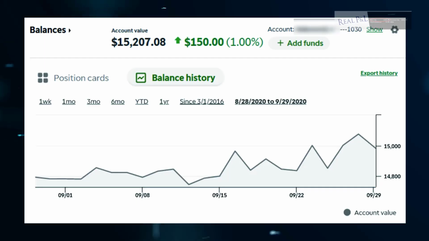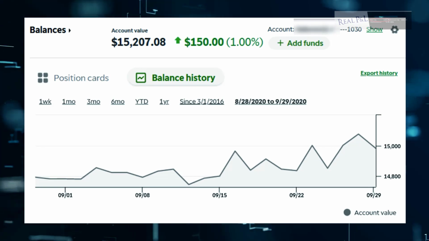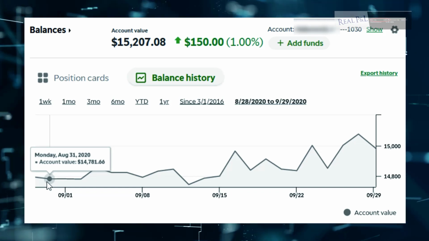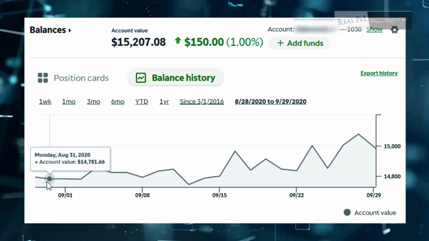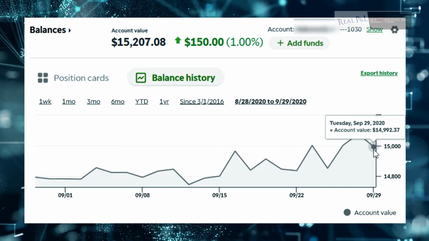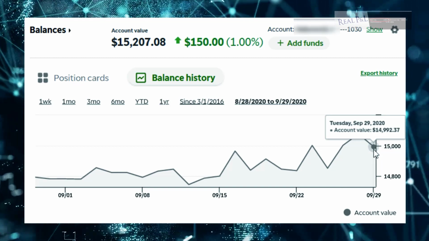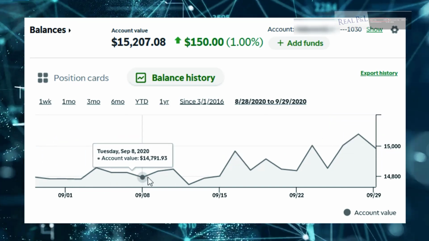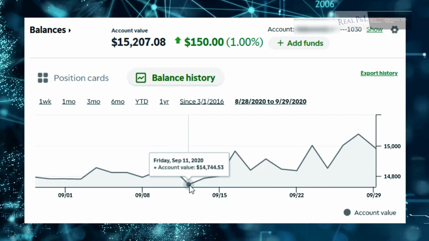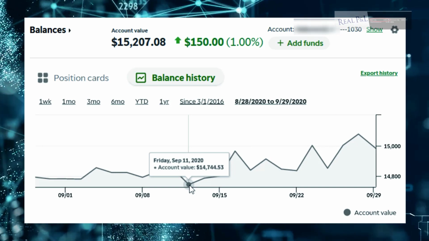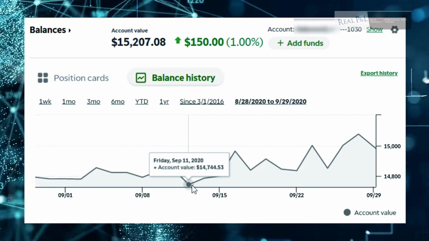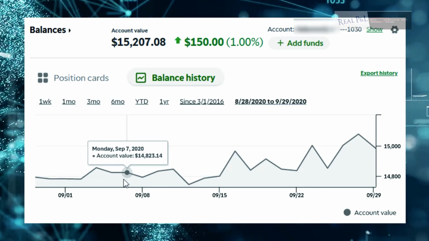So let's go ahead and get into the results of my smaller account. We can see that the account balance started at the end of August at $14,781, and then at the end of September you have an account value of $14,992. You can also see that there was very little volatility in the account over this time period. This was a low point here, $14,744, so about a $40 drawdown on a $15,000 account. That's insignificant. So there's no significant P&L volatility with the account.